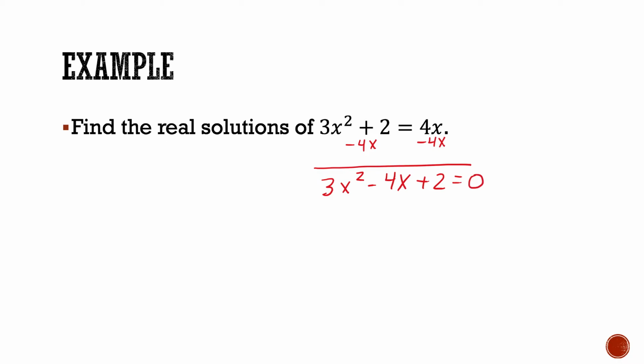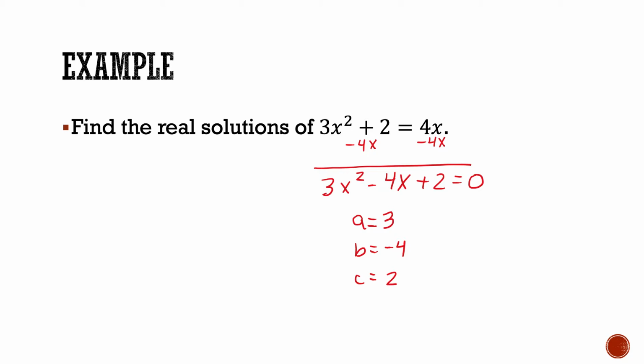I usually encourage students to, before you start the quadratic formula, make a list of what your a, b, and c values are. So your a value, remember, is the number sitting in front of the squared term. So that's going to be 3. Your b value is the number sitting in front of the x. So that's going to be negative 4. And it's important to take the sign with it. So it is a negative 4. And your c value is the constant. So that's going to be your 2.